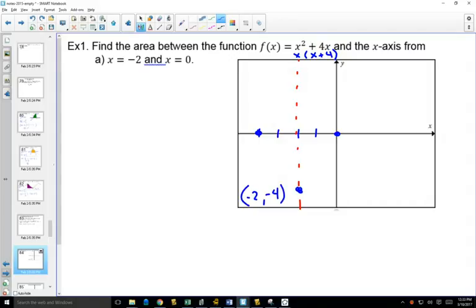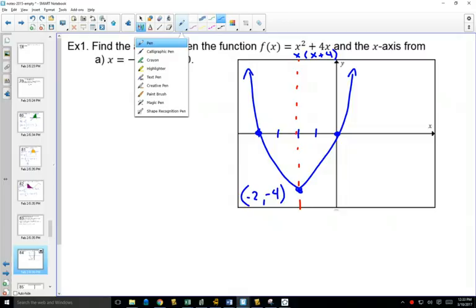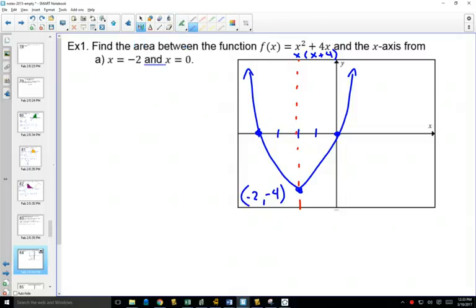You get 4 minus 8. So you get -2, -4. This parabola is going up. And we want to find from -2 to 0. Pull out the crayon. Let's go red. Oh, beautiful. From -2 to 0.